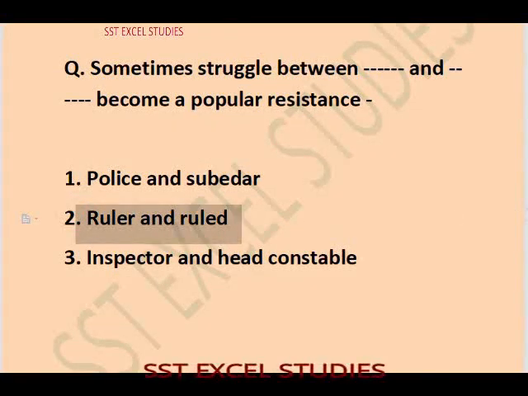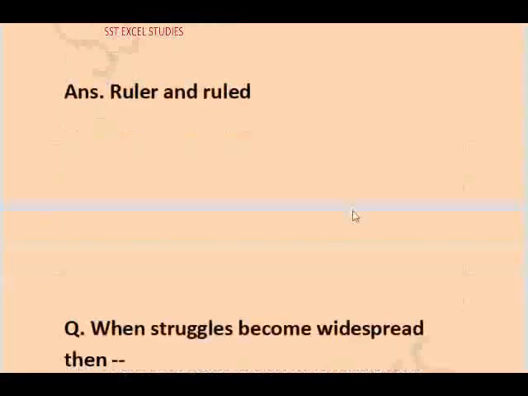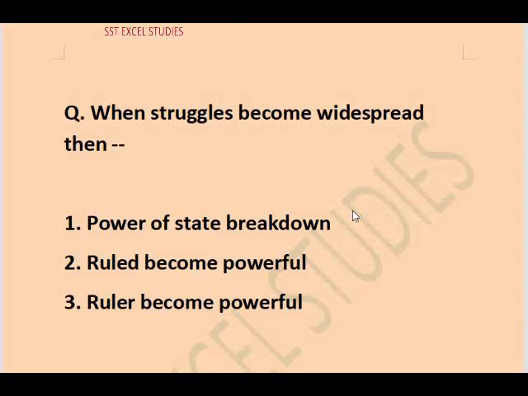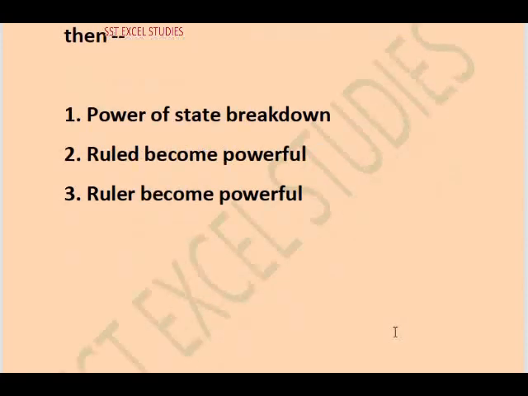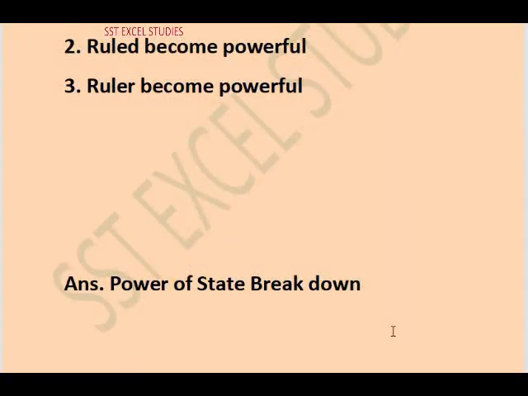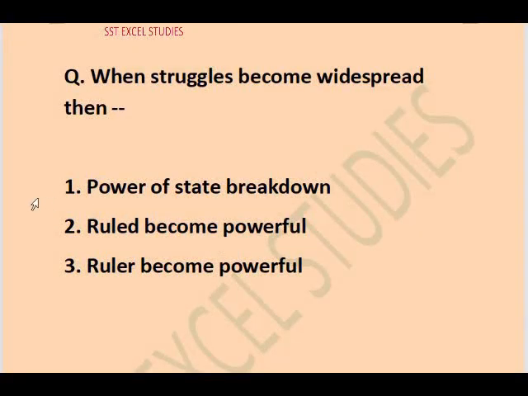Struggles between ruler and ruled become a popular resistance. Next question is, when struggles become widespread, then options are power of the state breakdown, or ruled become powerful, or ruler become powerful. Answer is power of state breakdown. Clear? Law and order gets disturbed.